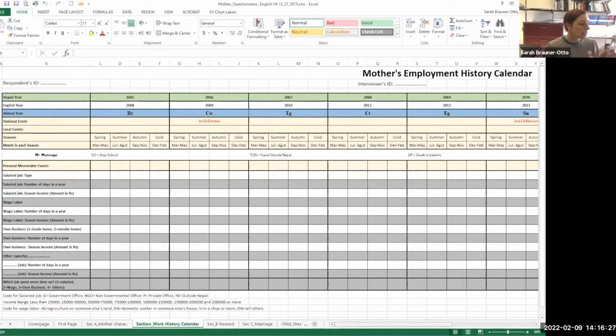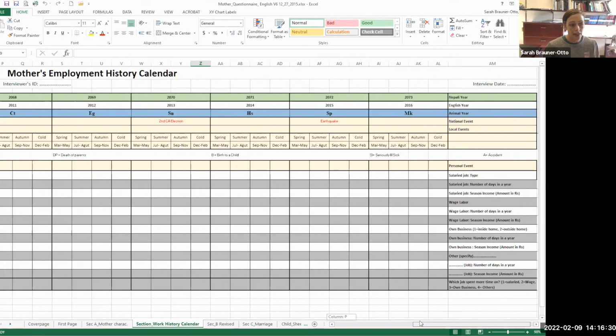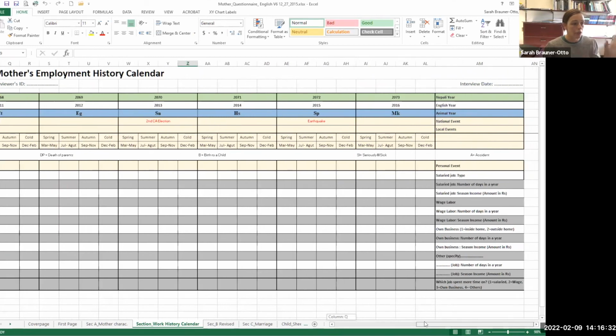So I just realized as I'm scrolling that these calendars can be quite long. So they're balanced on either end with the row heading so that the interviewer and the respondent can look easily to whichever side they want when they're filling this in.